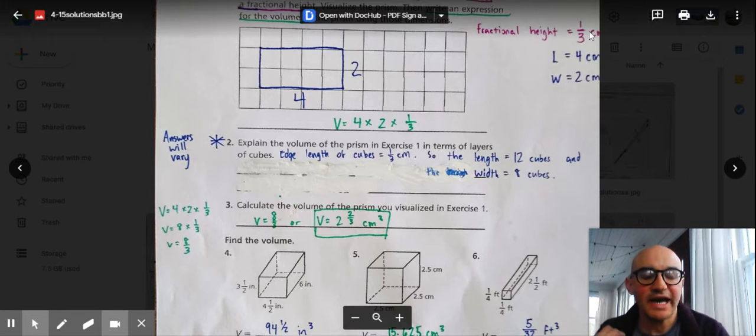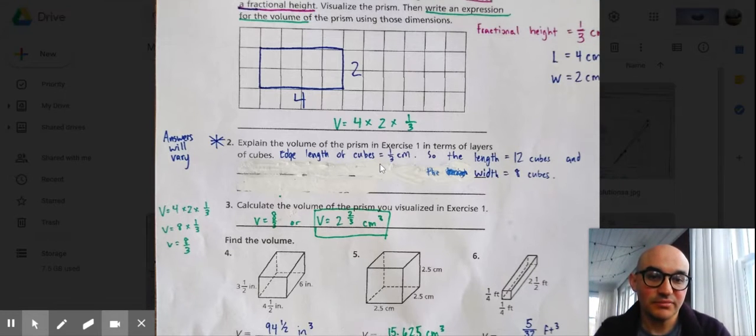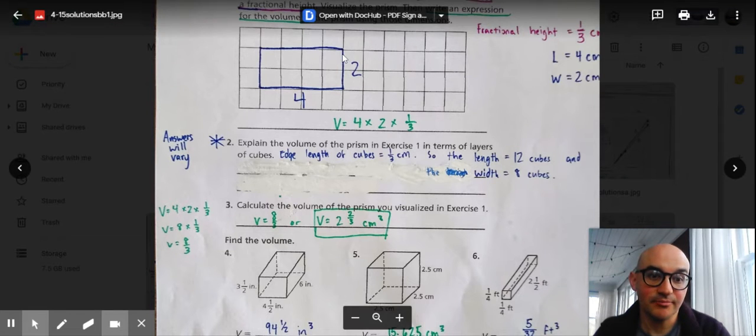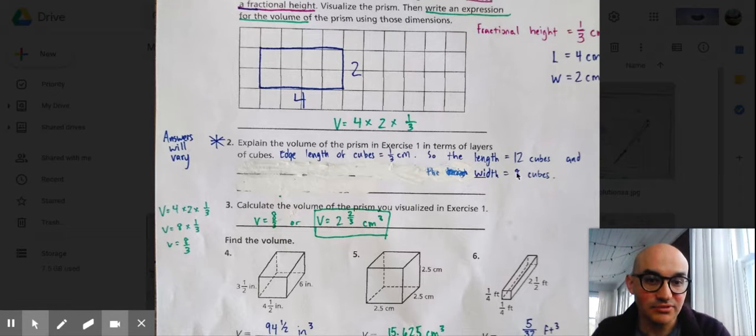Well, the cube at its largest can be no larger than the smallest height or the smallest measurement. And so in this case, my edge length of each cube is 1/3. Now, if you chose a different fractional height, your edge length will be a different length. I just chose 1/3. So if each cube is 1/3 of a centimeter, then to get 4 centimeters, I'd need 12 cubes for my length. And if each cube was 1/3 of a centimeter, to complete 2 centimeters, it would be 6 cubes. And I don't know why I wrote 8 there. That was a mistake. That should be 6, because each one of these is 1/3.